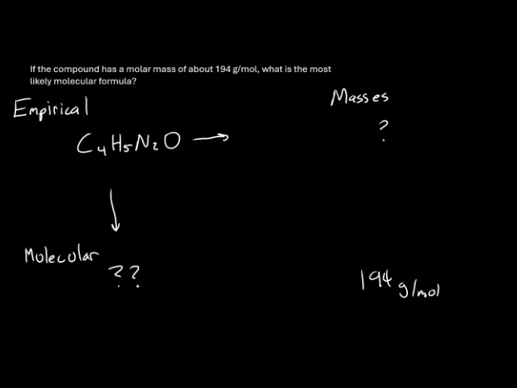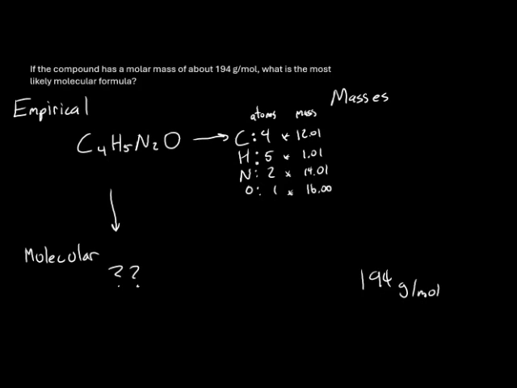Let's break this formula into pieces, using carbon, hydrogen, nitrogen, and oxygen. Now we'll note that we have 4 carbons, 5 hydrogens, 2 nitrogens, and 1 oxygen. We'll multiply each atom by its molar mass on the periodic table. We saw earlier that carbon's mass was 12.01, hydrogen's was 1.01, nitrogen's was 14.01, and oxygen's was 16.00.